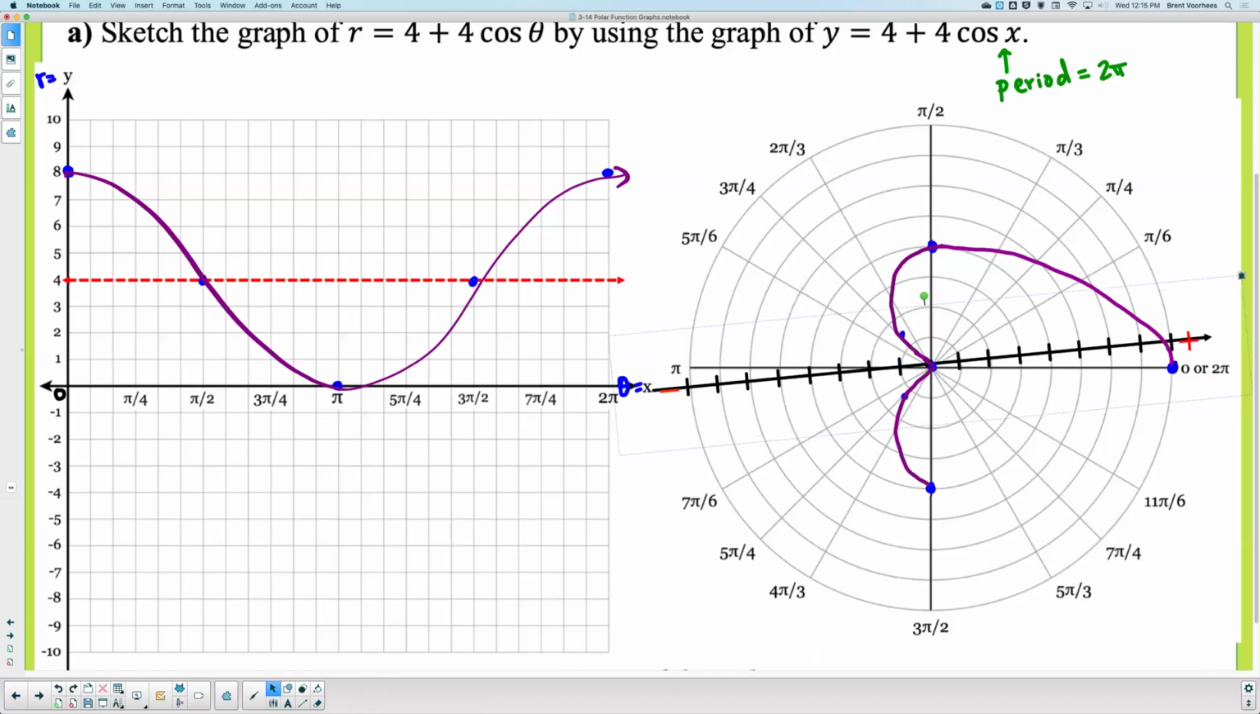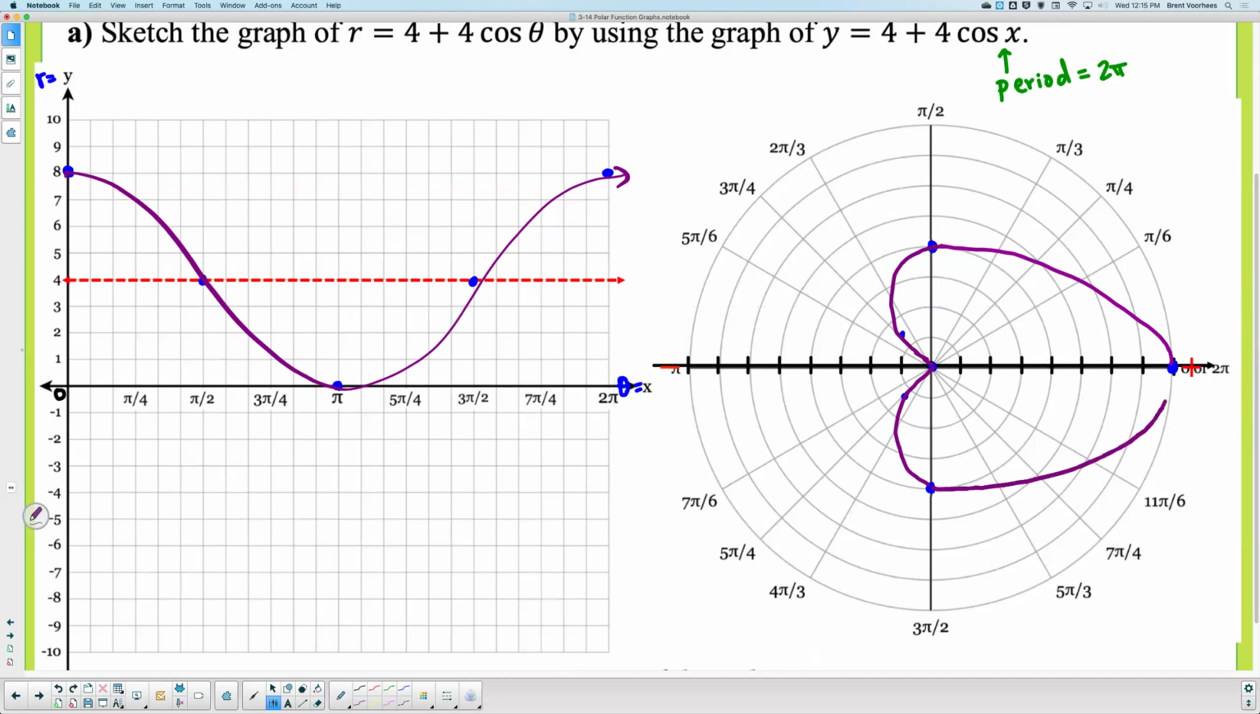It should constantly increase until it gets there. So it should keep getting bigger and bigger and bigger as it curves to that point.